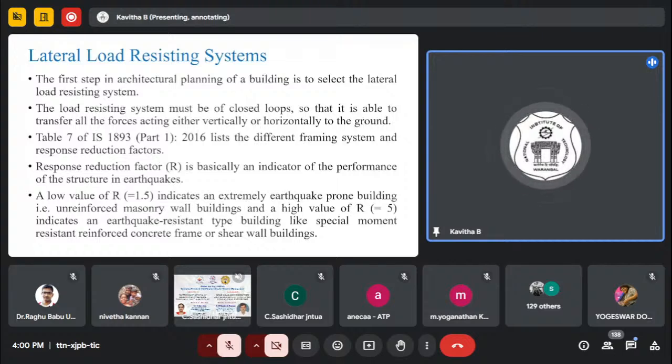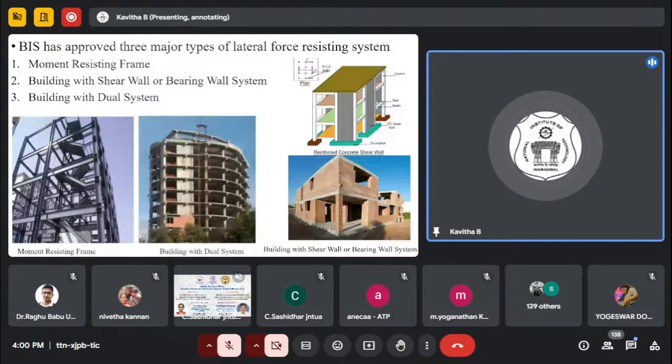If your RC framework is selected, we call that one a moment resisting frame. It may be a moment resisting frame, that means it is having just the combination of beams and columns. Another type is called shear wall type. Shear wall type is nothing but a concrete wall which is going to resist the lateral movement of your building. We can just imagine a lift lobby. Lift lobby is a perfect example for shear wall.